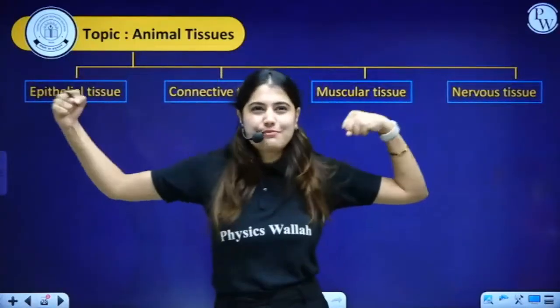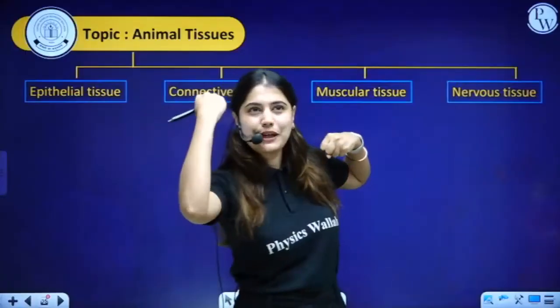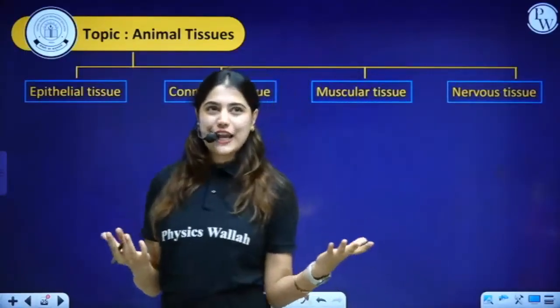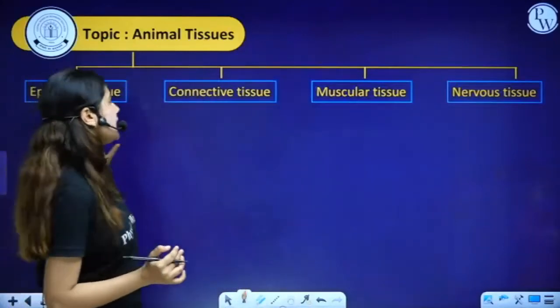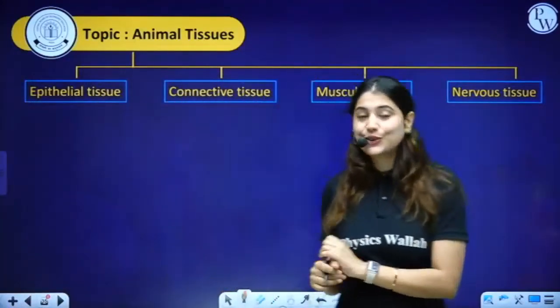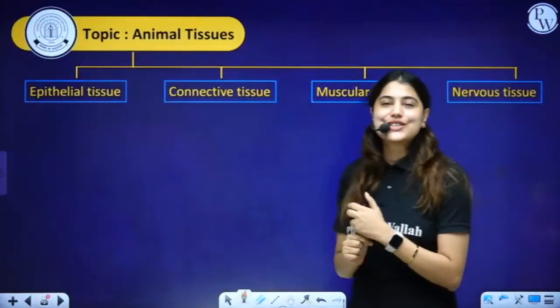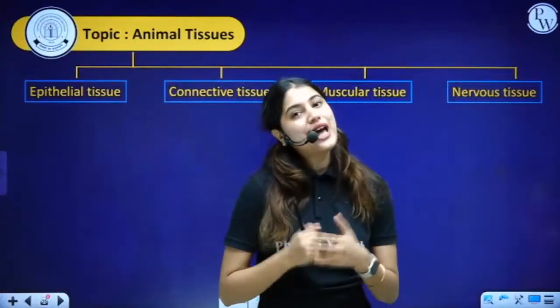If I am moving my hands here, what is helping me to move? What is giving me protection? What are the different types of animal tissues? Basically there are 4 types of animal tissue: epithelial tissue, connective tissue, muscular tissue, and nervous tissue. Let's discuss all 4 of them one by one.